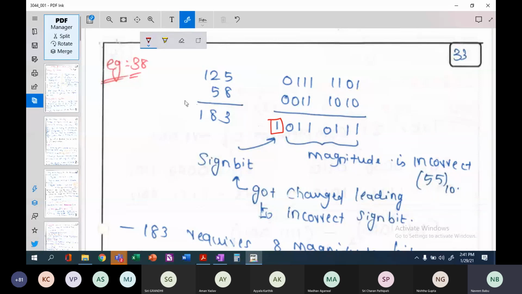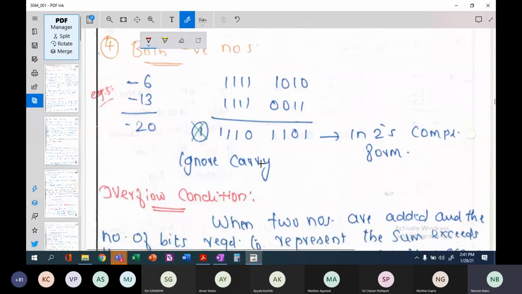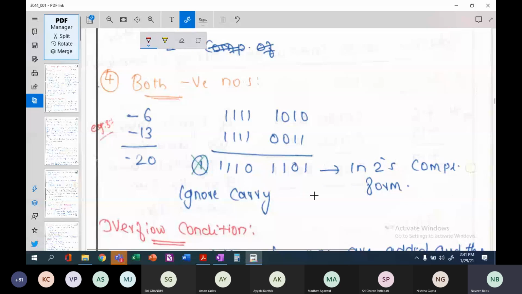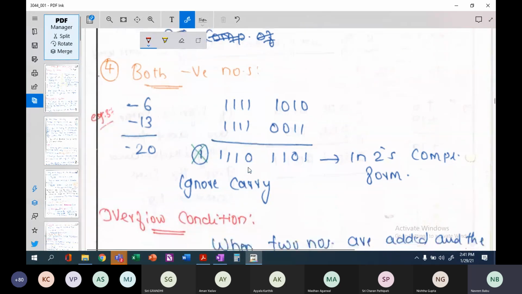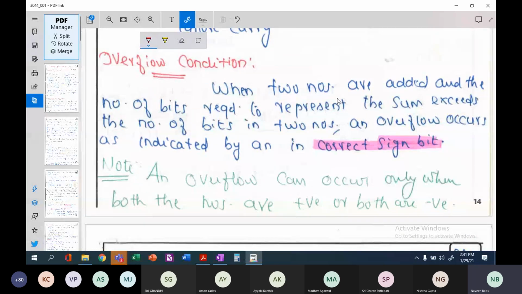In this particular example, we are doing an addition here. You can see that there is a carry being generated here that will alter your actual value, right? This happens because of the overflow condition. What is an overflow condition? When you are adding two numbers and their sum exceeds the actual magnitude, an overflow will occur. That overflow will change your sign bit and thereby result in an incorrect answer.